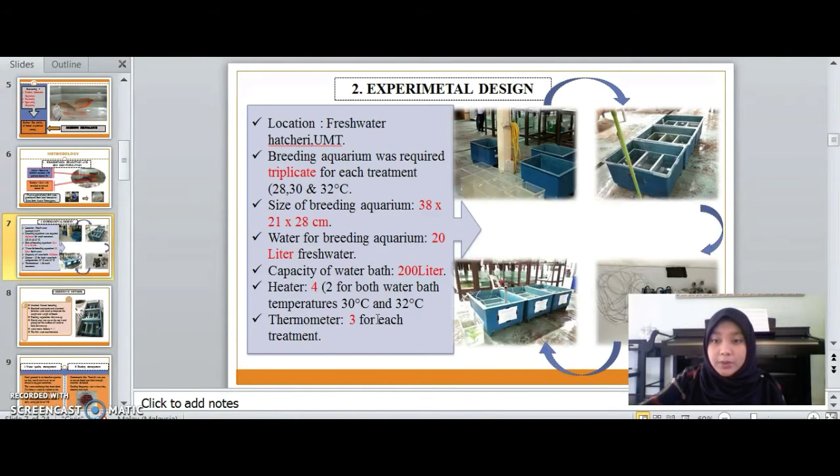Here is the experimental design. It is located at the freshwater hatchery. I used 20 liter breeding aquariums with a 200 liter water bath, with triplicates in each treatment. Here is the thermometer. Four thermometers were used for temperatures 30 and 32.